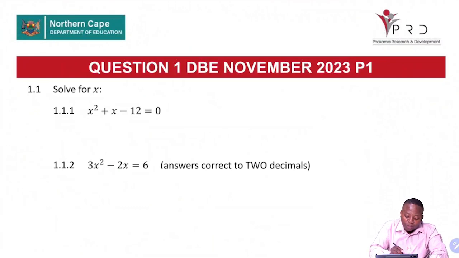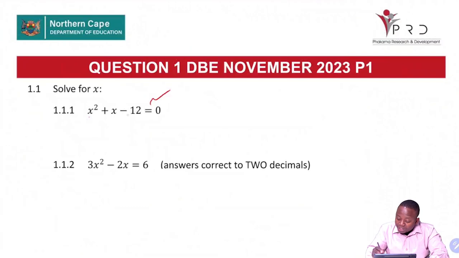1.1 says solve for x. So what are we given? We are given a quadratic equation, which is x squared plus x minus 12 equals 0. First step, you must check if this is in standard form. Yes, it is given to us in standard form. So what do we do? We now factorize.